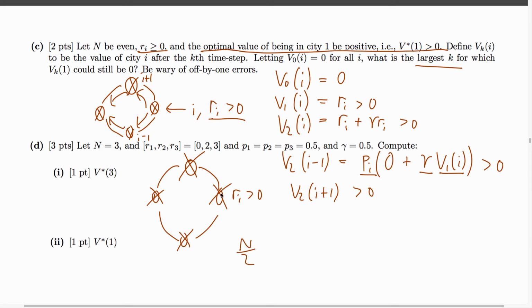You have to go n over 2 nodes to cross halfway around the circle. And then because this one started at iteration 1, you have to add 1. Another way to see that is to note that in this case, n over 2 was equal to 2 because there are 4 nodes, but the actual number of iterations was 3 because you had 1, 2, 3. So the final answer for this part is n over 2 plus 1.